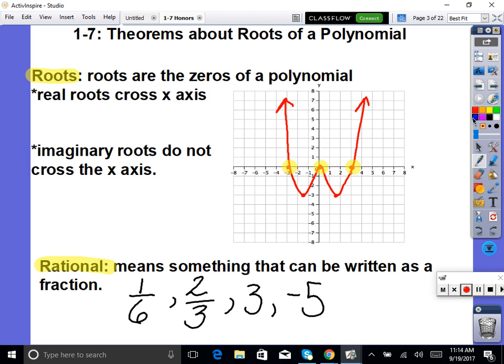There are real roots. Real roots will cross the x-axis. But there are also roots that are imaginary roots. These roots will not cross the x-axis.